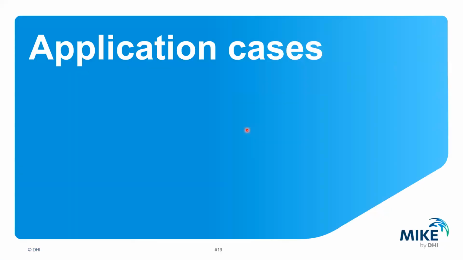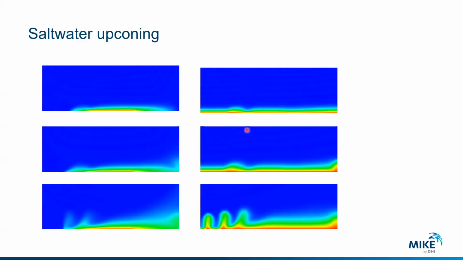Okay, so there are a number of applications where this can be used. So just to give you a few images about this: salt upconing. I was mentioning a few cases about, for example, brine, lithium. You might have here halite sediment, salts, very salty sediments, so there is upconing.